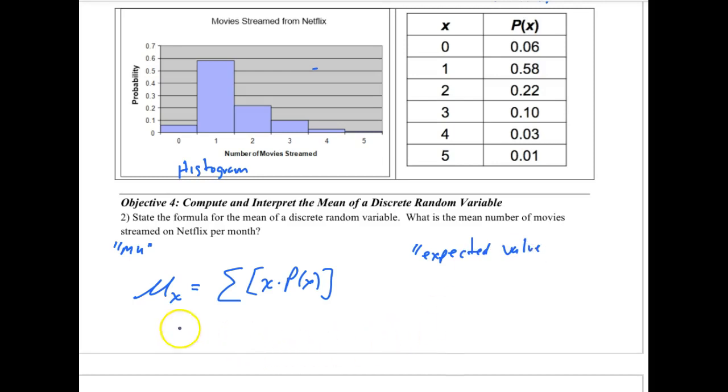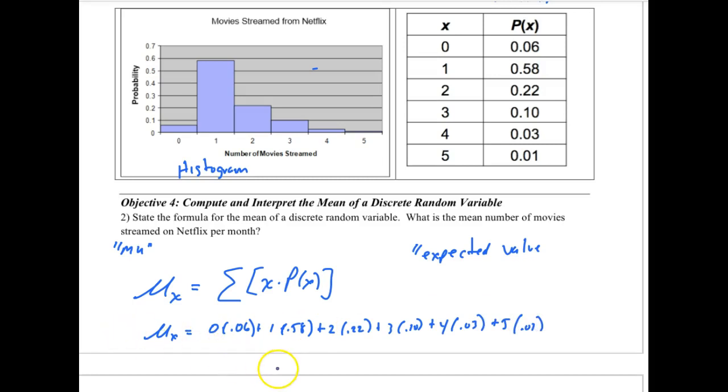And so to calculate that would be pretty easy on this example here. It would just be 0 times 0.06 plus 1 times 0.58. Let me use parentheses instead. Plus 2 times 0.22 plus 3 times 0.10. And we'll finish this off. And so then you would do that calculation, and what you get there would be the mean number of movies people download. To get that value, you use your calculator, of course.